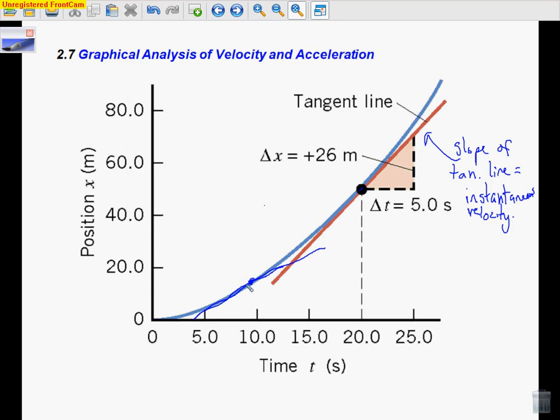And we can see here that this slope here is steeper than this slope here. That indicates that this person has a positive acceleration. The velocity is increasing in the positive direction.